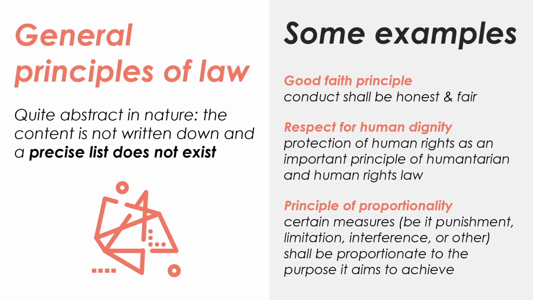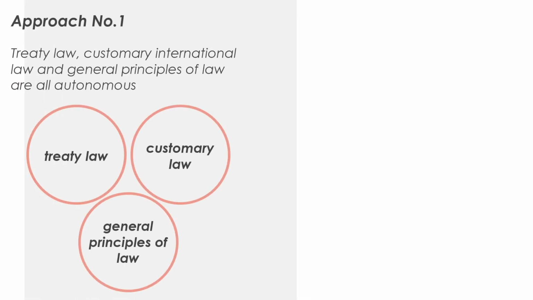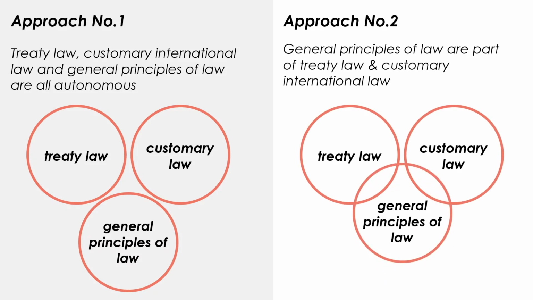In fact, two approaches exist here. First approach provides that treaty law, customary international law, and general principles of law are all separate and autonomous. The second approach provides that the general principles of law are part of treaty law and customary international law. You decide which one you agree with.